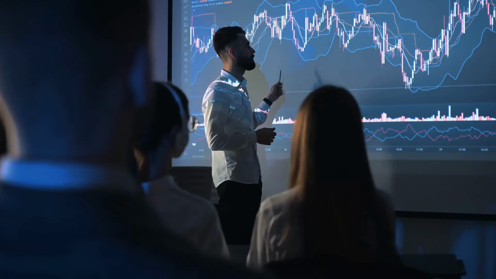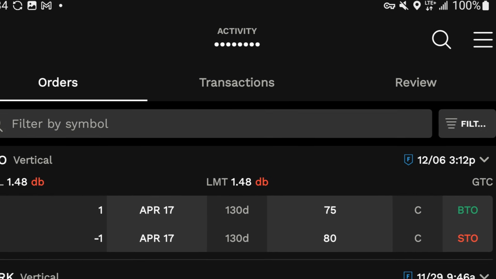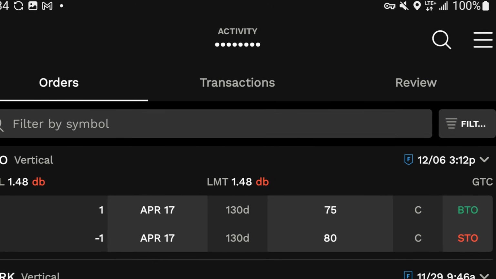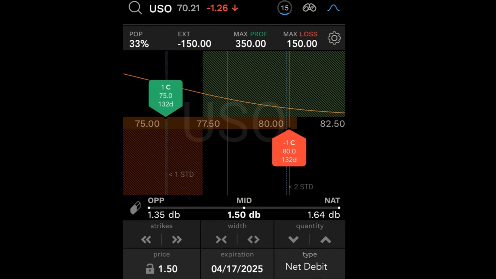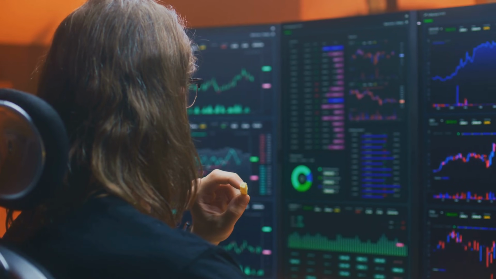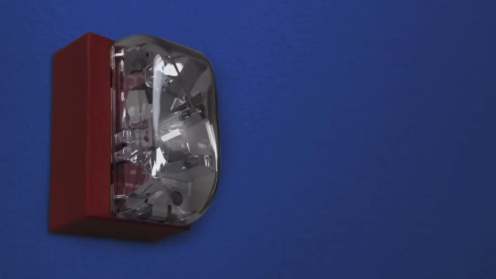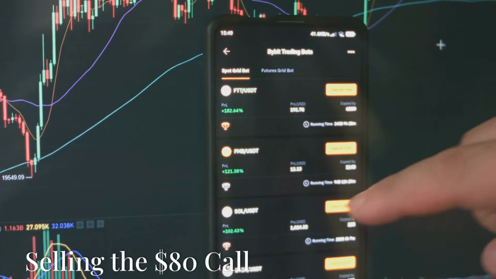Let's dive into the mechanics of this bull call spread. Buy a call option with a $75 strike price. I used April 17, 2025, approximately 130 days to expiration. This is a price level USO can reach by expiration. The expiration date is the last day the option can be exercised. Remember, options come with an upfront cost, the premium. Note that this trade was filled on December 6th at 3:12 p.m.